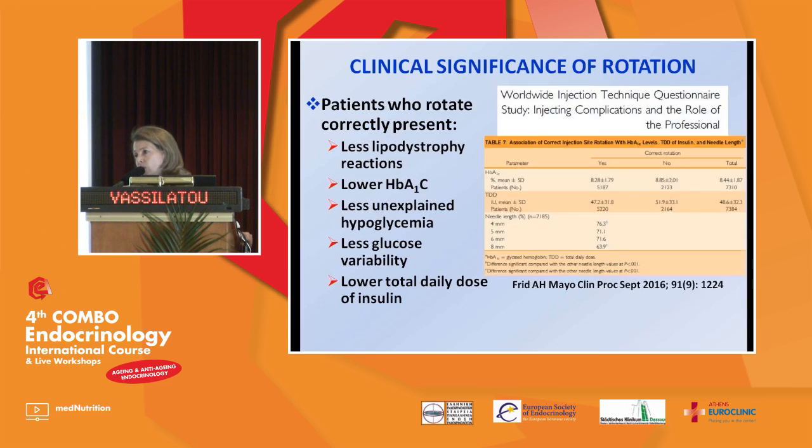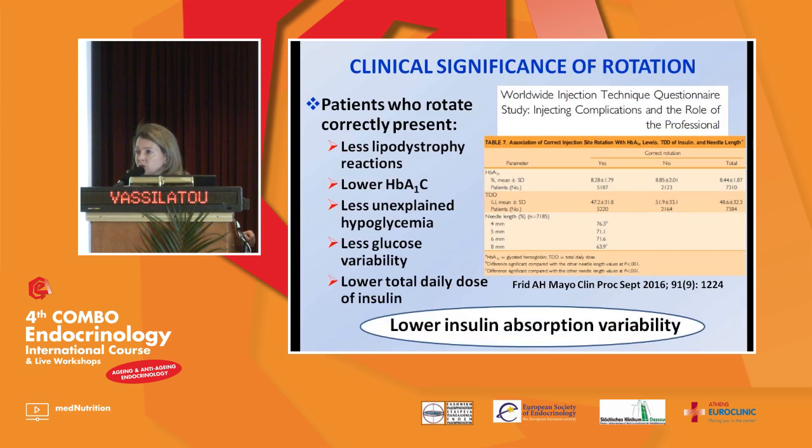This is very nicely shown in the very recent injection technique questionnaire study published in 2016, where they showed that HbA1c levels are lower in patients who rotate correctly, and the mean difference is 0.05 of HbA1c, and there are also lower total daily doses of insulin, with a mean difference of 10 units per day. So, correct rotation of injection sites is related to lower insulin absorption variability.